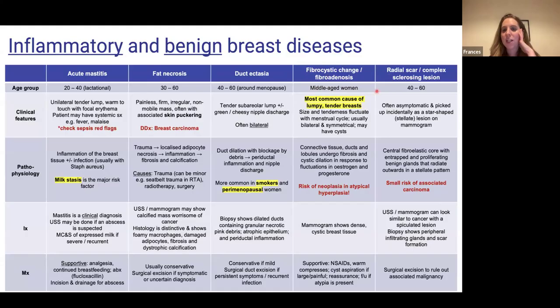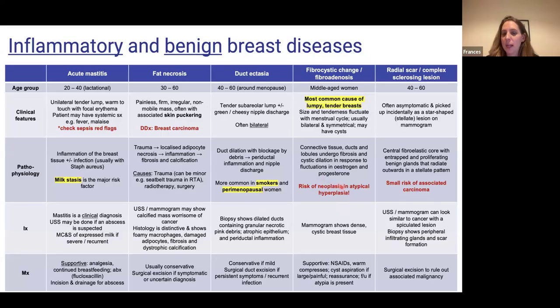This is more your middle-aged women. It's a very, very common cause of lumpy, tender breasts. The size and the tenderness can fluctuate with the menstrual cycle. And again, because it's to do with hormonal changes, it's bilateral, symmetrical, and they might have cysts, as in the name, fibrocystic change. So often what you're going to see is that you have connective tissue, ducts, and lobules that undergo fibrosis and then cystic dilation in response to your hormonal changes. And then on mammogram, you get this dense cystic breast tissue.